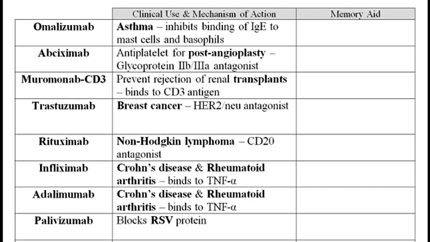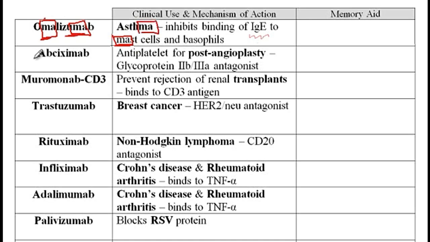So the first monoclonal antibody is Omalizumab, which is used for the treatment of asthma, and the way it works is that it inhibits binding of the IgE to the mast cells as well as basophils, and thus it prevents the degranulation and the release of histamines. So the memory aid that I have for you here is that Omalizumab acts on the mast cells. So just think of that. Omalizumab acts on the mast cells to prevent their degranulation, and thus it's good for the treatment of asthma.